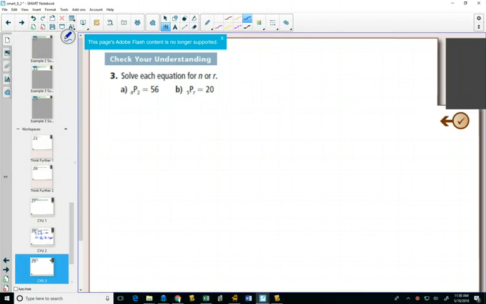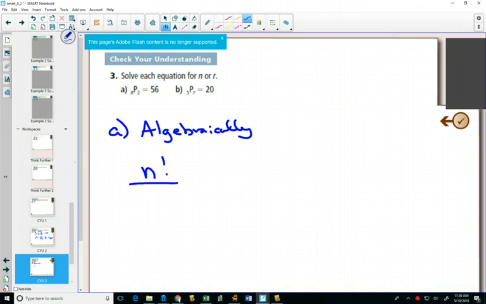Solve each of these equations. Now, some of these times this will show up on an exam and they'll say, solve it algebraically. And what they want to see is, can you use the formula for permutations to solve an equation? Now, the formula for nP2 would be n factorial over n minus 2 factorial equals 56. And so what we need to learn is, how do you get rid of a factorial sign with algebra?